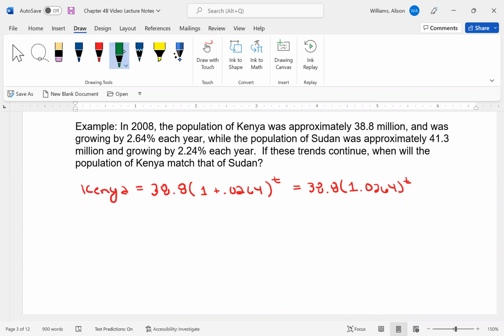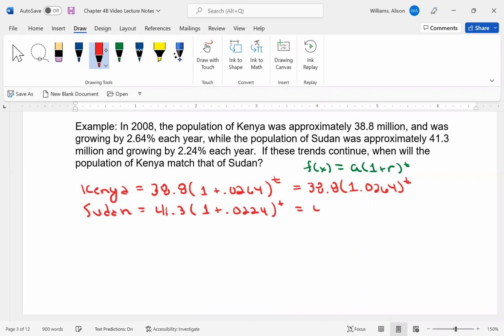So remember, I'm just using the equation that was a times 1 plus r to the t. That equation is the one I'm using. Probably should have written that down first. Whatever. Sudan is 41.3 times 1 plus 0.0224 to the t. And then let's just add those two numbers. And there we go. Okay, so what we're interested in figuring out is when Kenya is going to catch up to Sudan. In other words, when their populations are equal. So let's set these two equations equal to each other.